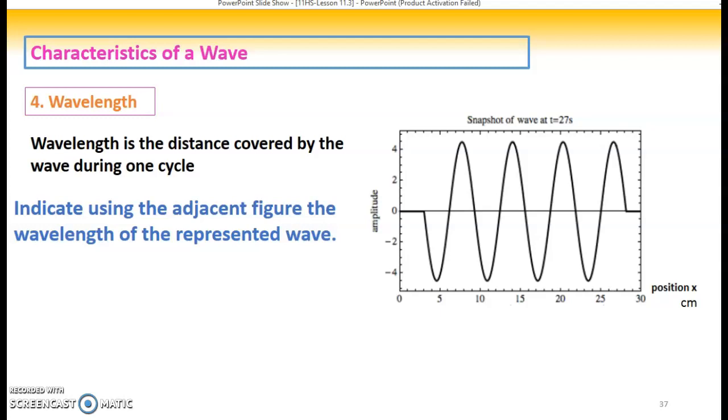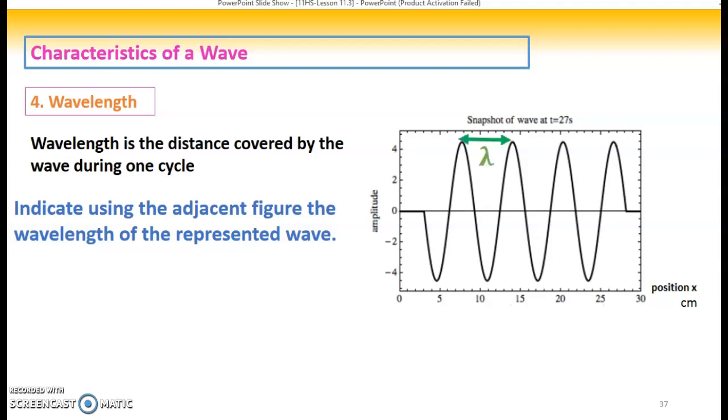However, before, when we wanted to find the period or the frequency, we had to use the graph that represents the variation of the amplitude as a function of time, because we were looking for a time factor. Now we are looking for a position factor. Indicate using the adjacent figure the wavelength of the represented wave.